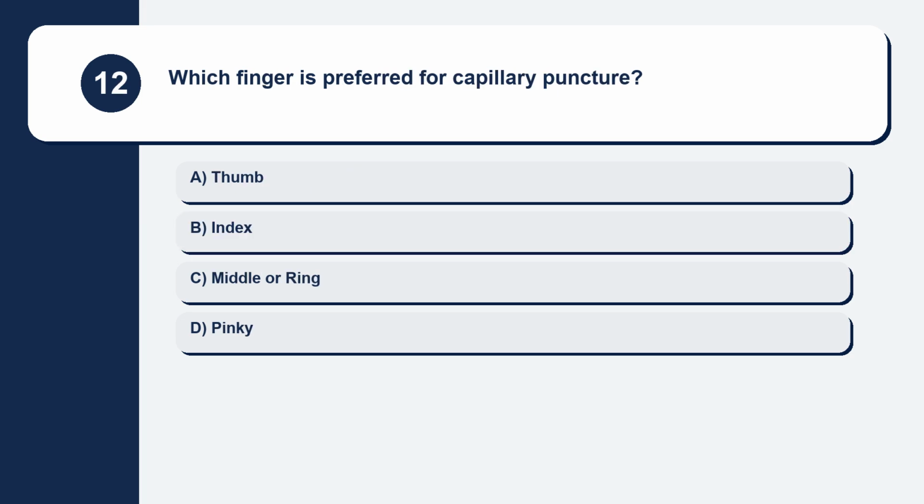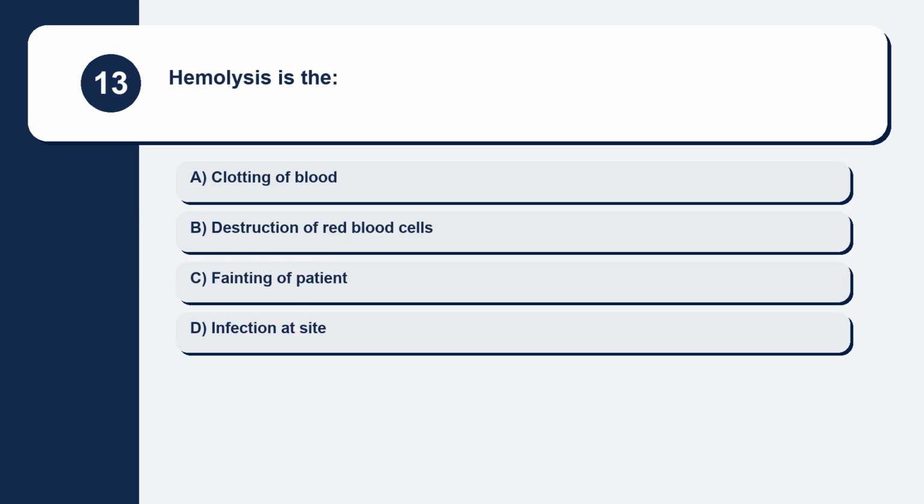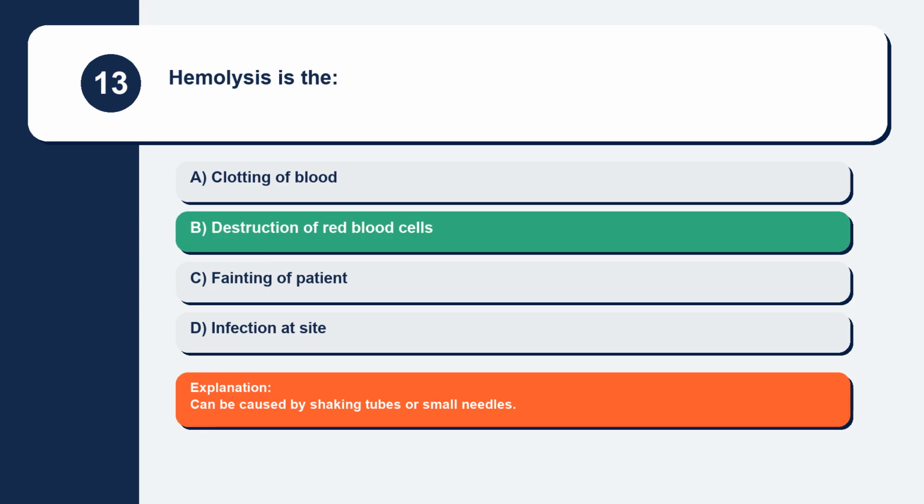Question 12. Which finger is preferred for capillary puncture? Thumb, index, middle or ring, pinky. Middle or ring fingers are standard. Question 13. Hemolysis is the clotting of blood, destruction of red blood cells, fainting of patient, infection at site. Can be caused by shaking tubes or small needles.